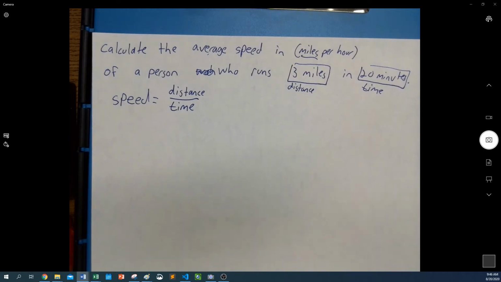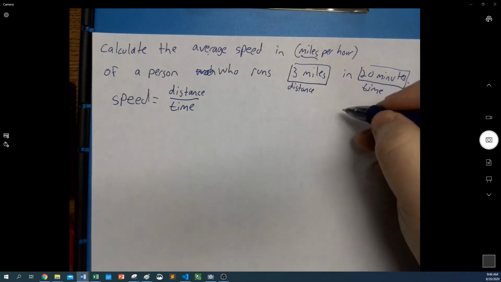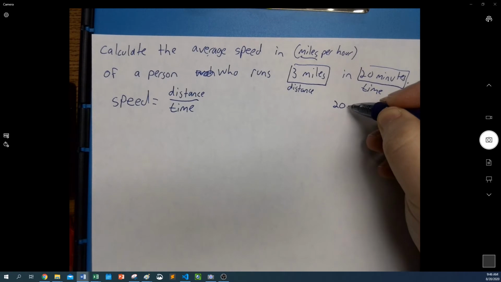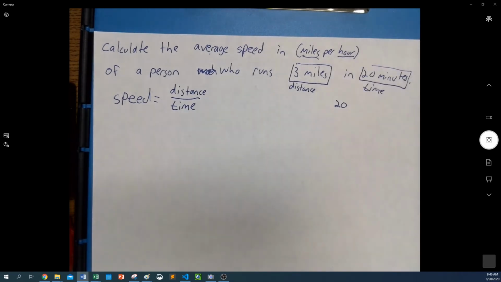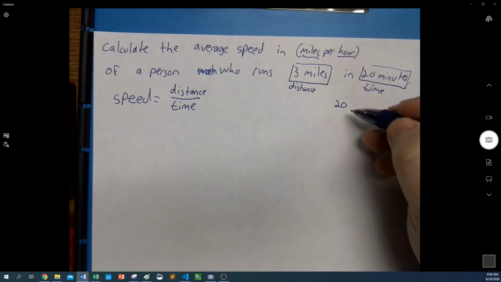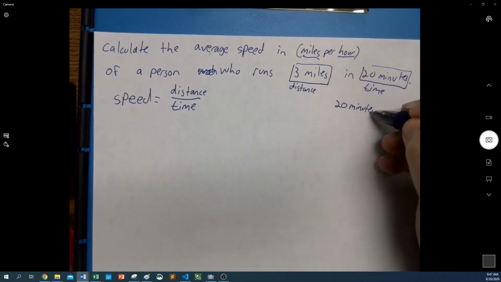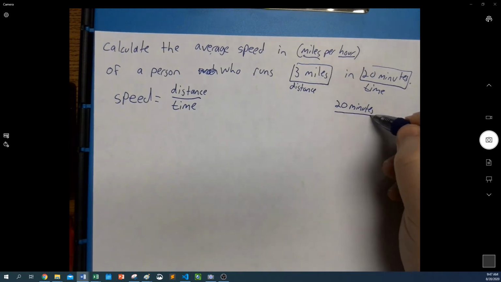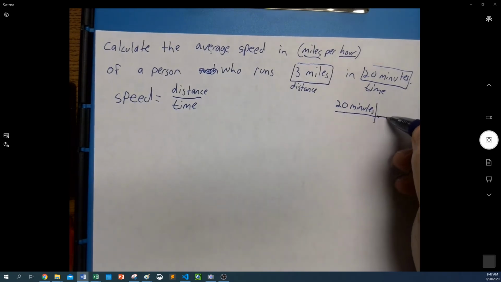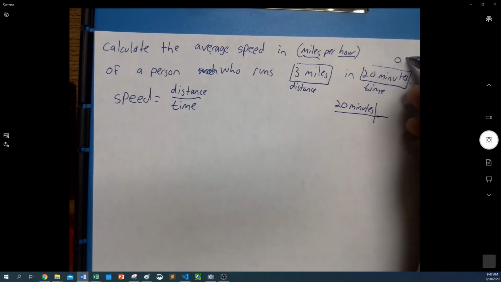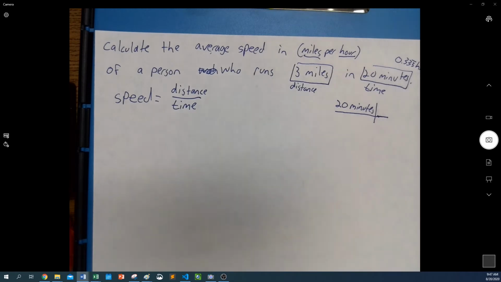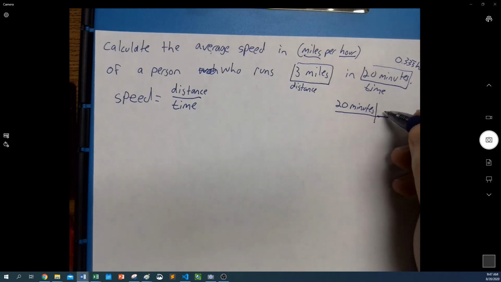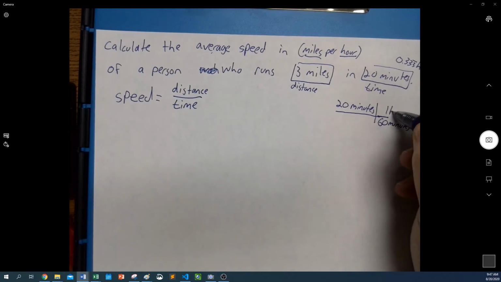No, because it wants it in miles per hour. So 20 minutes. If you look at the clock and go 20 minutes over, what percentage of an hour is 20 minutes? It's 1/3 of an hour. So it should be equal to 0.333 repeating hours. We know that there are 60 minutes in 1 hour.